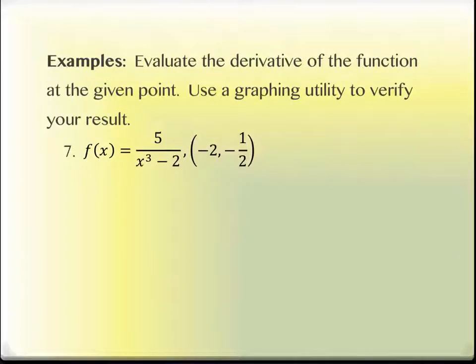All right, the next problem is quite similar. In the directions, I should say, are quite similar. There's one piece of it that's different, so let's take a look at that. It says to evaluate the derivative of the function at the given point, use a graphing utility to verify. So when it's asking you to evaluate at a given point, it means that you're going to do everything you've already done, take the derivative, right?